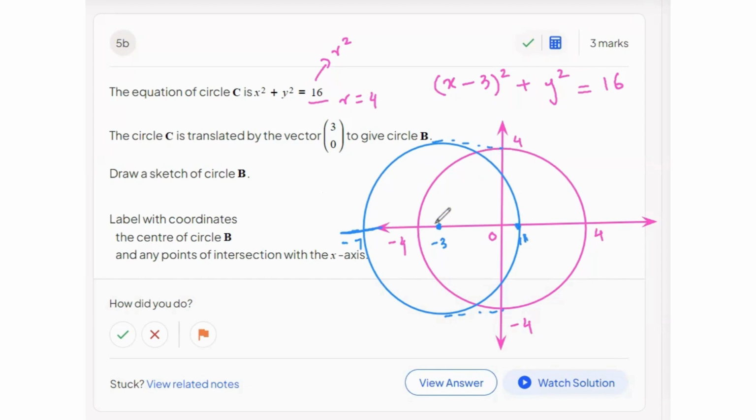So center of circle is (negative 3, 0), and points of intersection with the x-axis are this negative 7, 0 and this 1, 0. This is going to be your sketch of circle B.